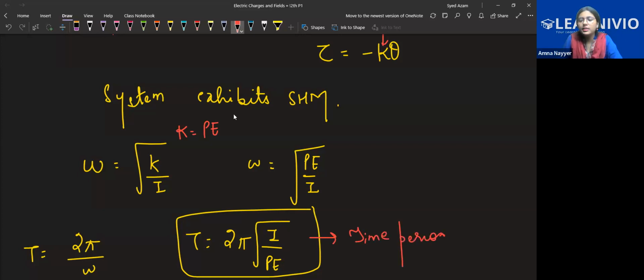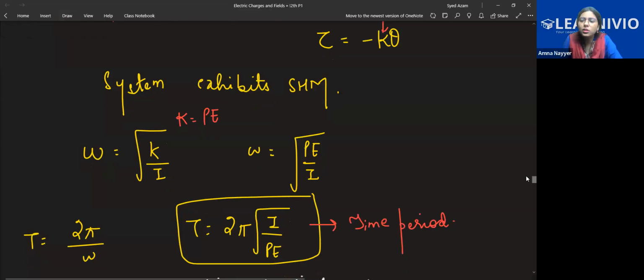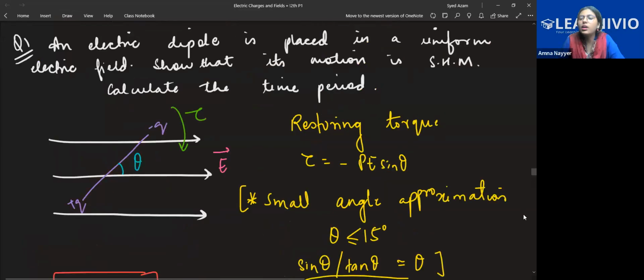So this is the most difficult question that they can form in the torque part in your board exams, because it's a theoretical question and it relates with your SHM part.